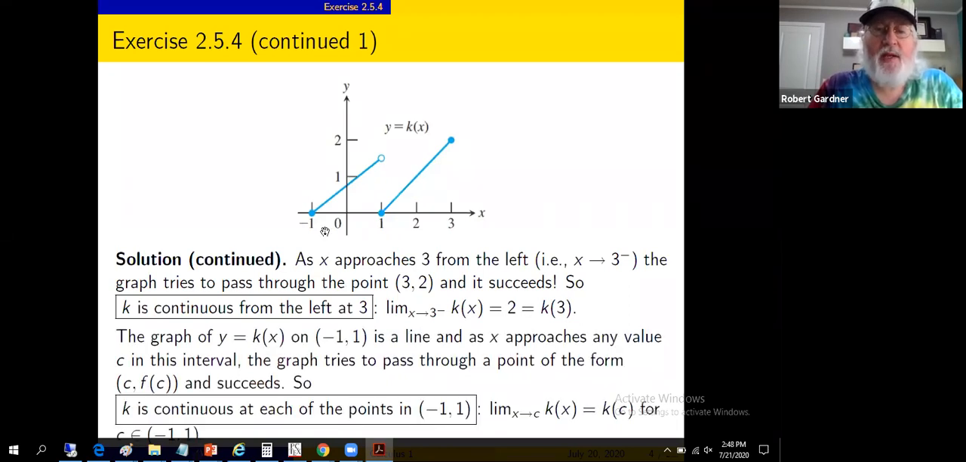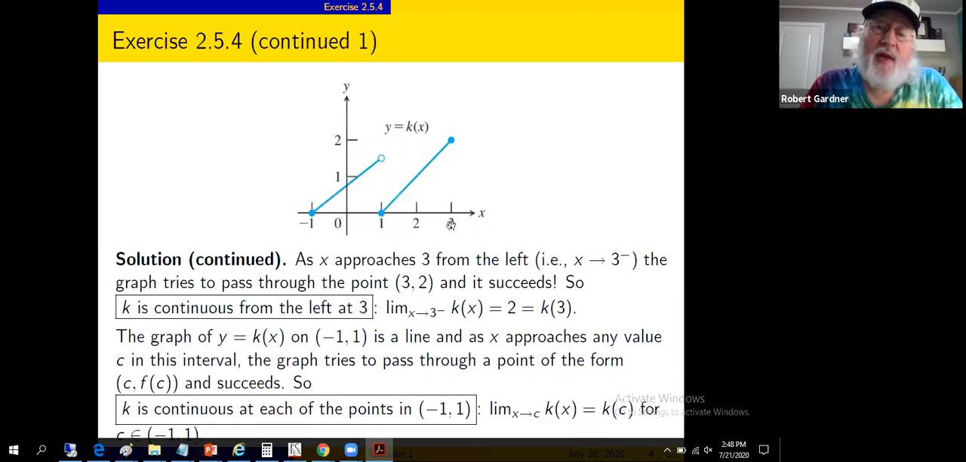Okay. How about on the interval from -1 to 1? Take any x value in this open interval from -1 to 1. Stay away from the endpoints, -1 and 1. Take something strictly between there. Straight line segment, I take any particular c value between -1 and 1, excluding the endpoints. Then this straight line is going to try to pass through some corresponding point, and it's going to succeed. So thinking anthropomorphically, we've got that k is a continuous function for all such points. You can evaluate a limit as x approaches c for the function by substituting x equals c in. Tries to pass through the point and succeeds.